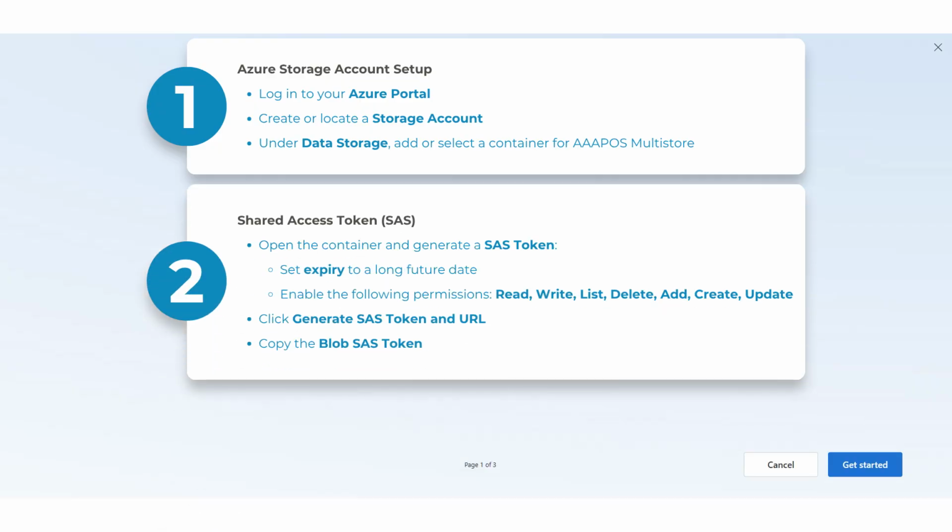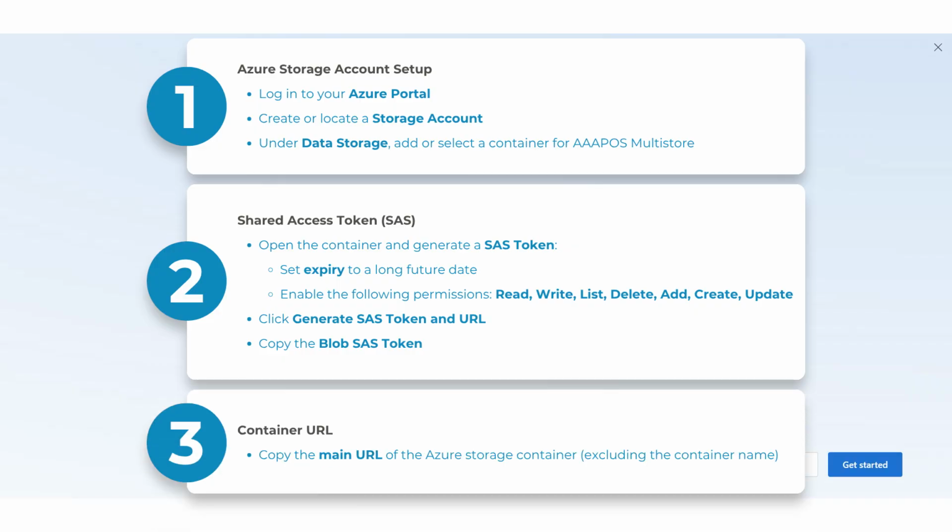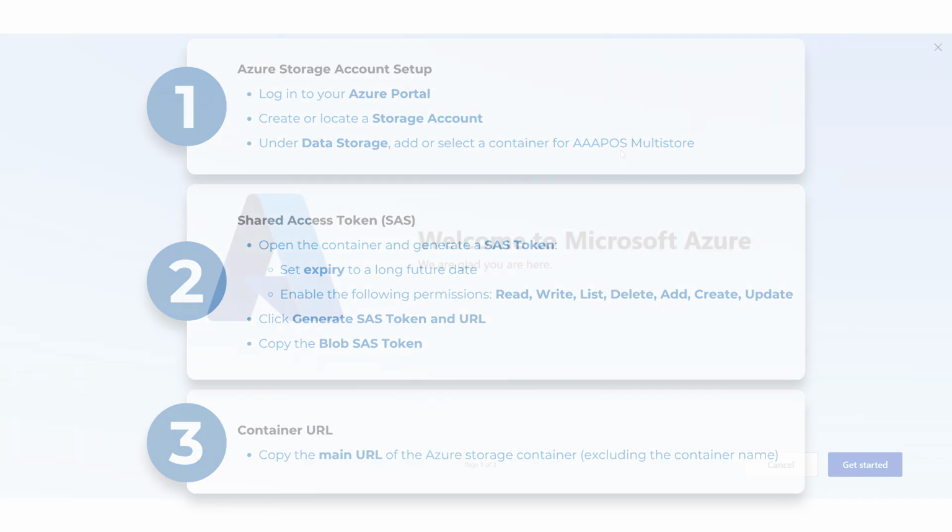Shared Access Token, SAS. Open the container and generate a SAS token. Set expiry to a long future date. Enable the following permissions: read, write, list, delete, add, create, and update. Click Generate SAS Token and URL. Copy the blob SAS token. Container URL. Copy the main URL of the Azure storage container, excluding the container name.